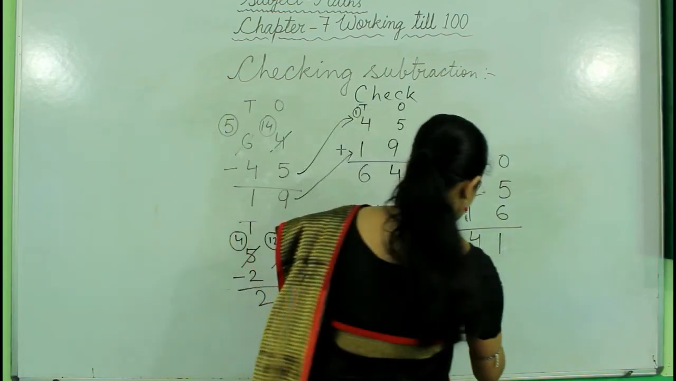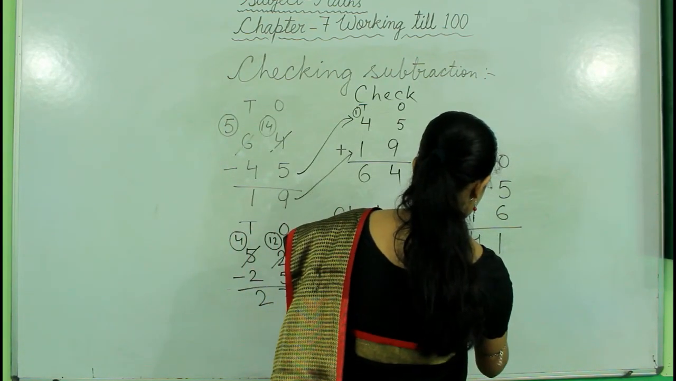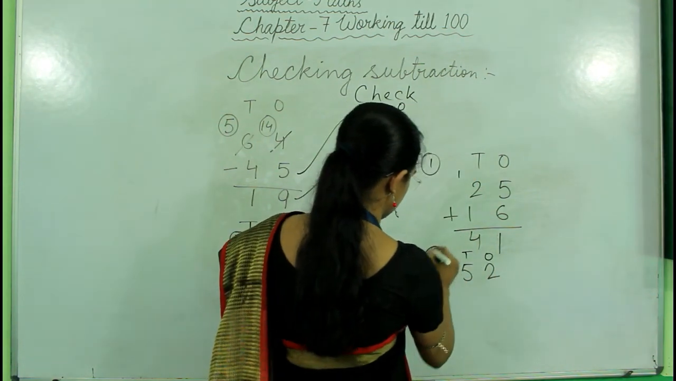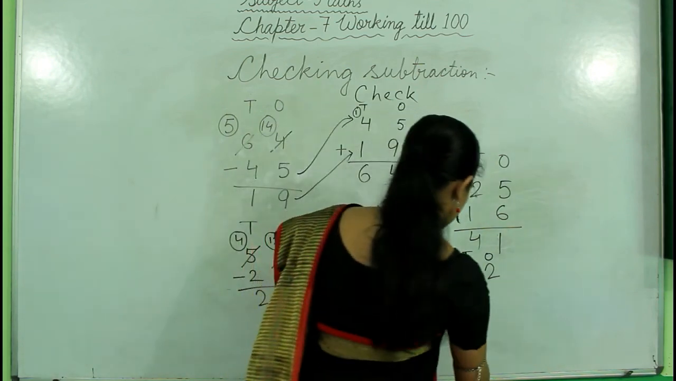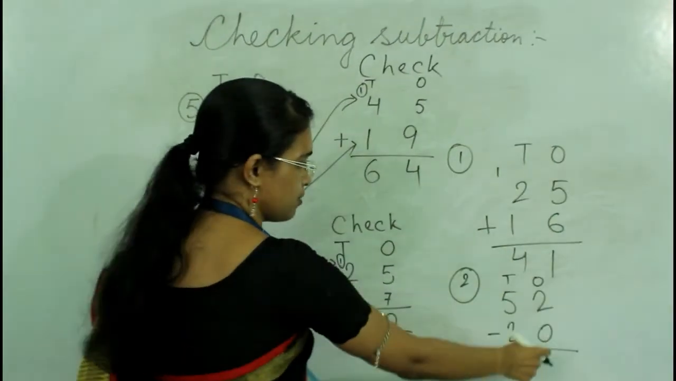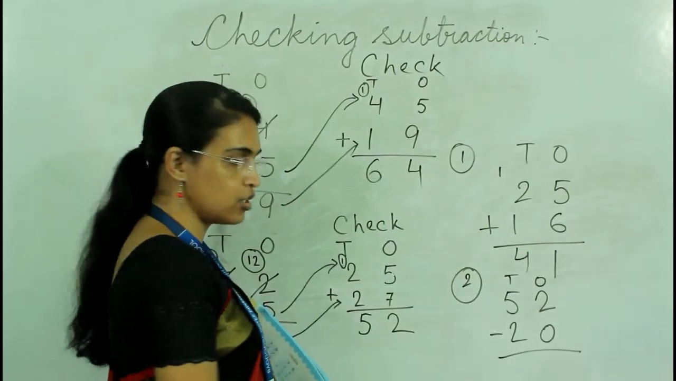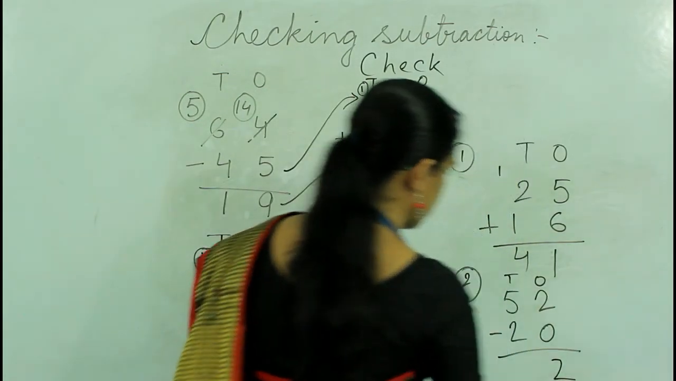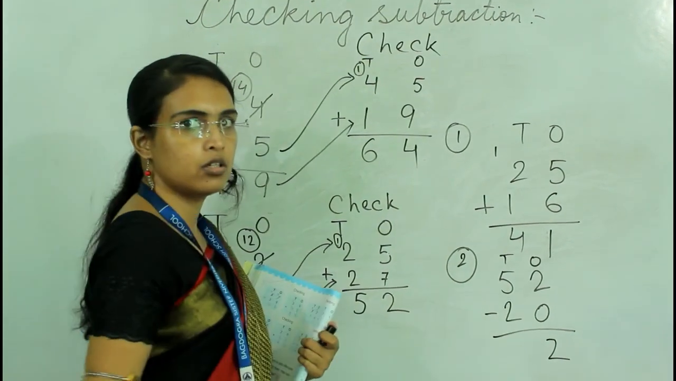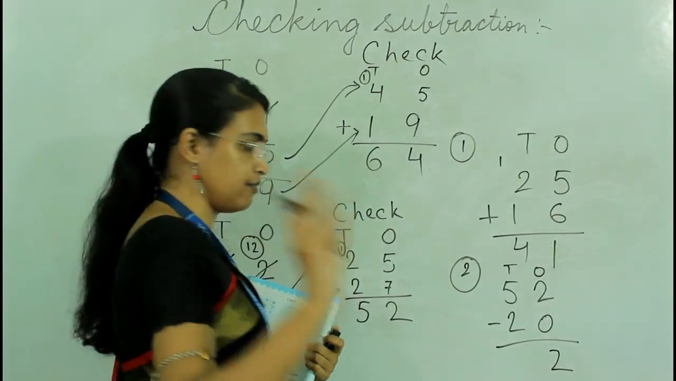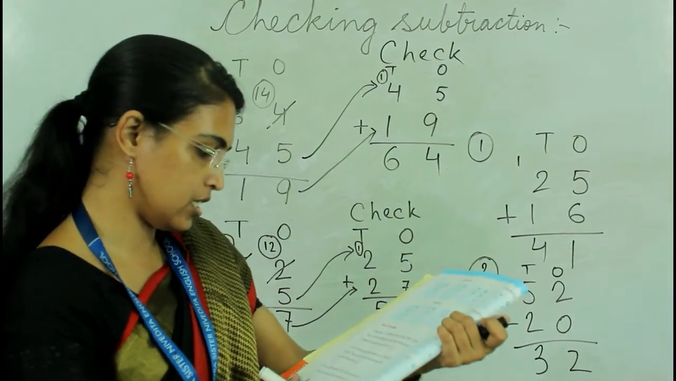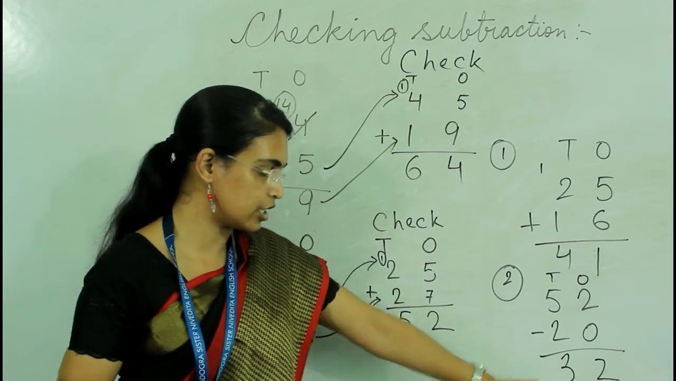Left means subtraction or minus. So from 52, this is question number 1, this is question number 2. From 52 we have to subtract 20. 2 minus 0 equals 2. 0 means nothing. And 5 minus 2: after 2, 3, 4, 5. 3. So they have only 32 cards left with them. So the answer is 32.